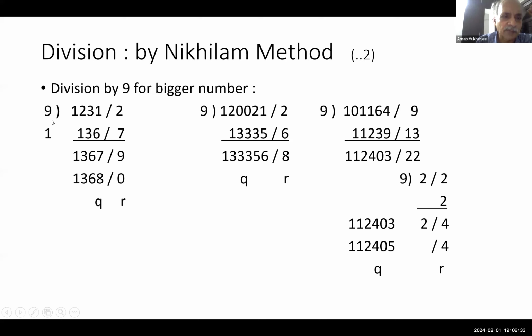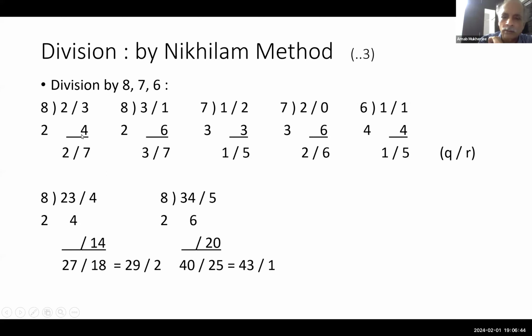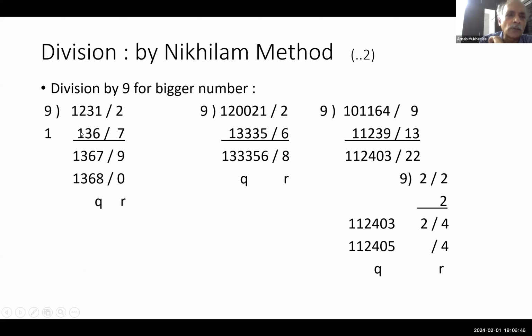I start with this. 9 is 1 deficient from the nearest 10 power, so work with 1. 1 into 1 is 1. 1 plus 2 is 3. I don't have to say "into 1". This 1 comes below this. 2 plus 1 is 3. 3 plus 3 is 6. 6 plus 1 is 7. You understand this?